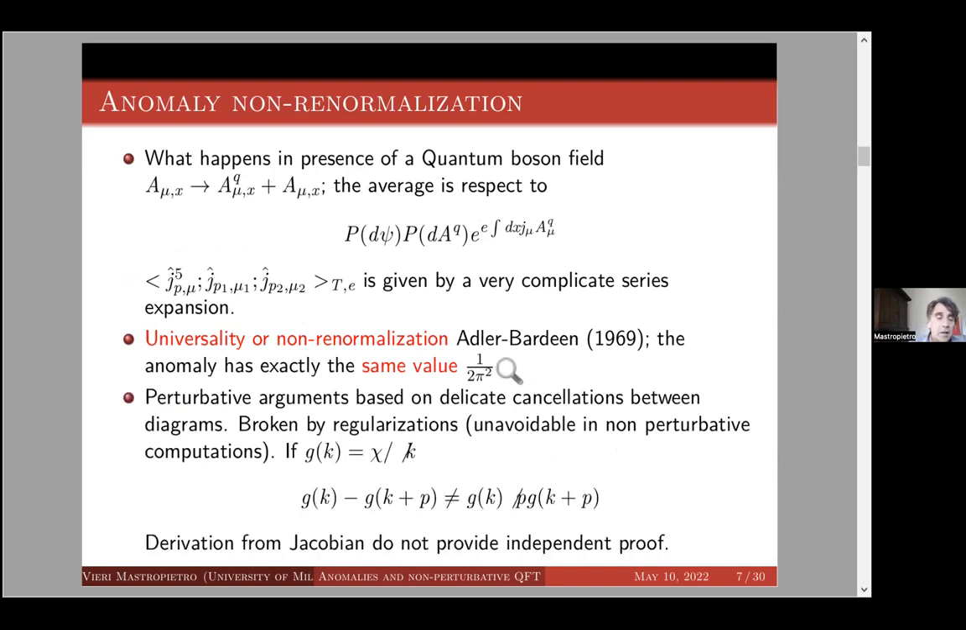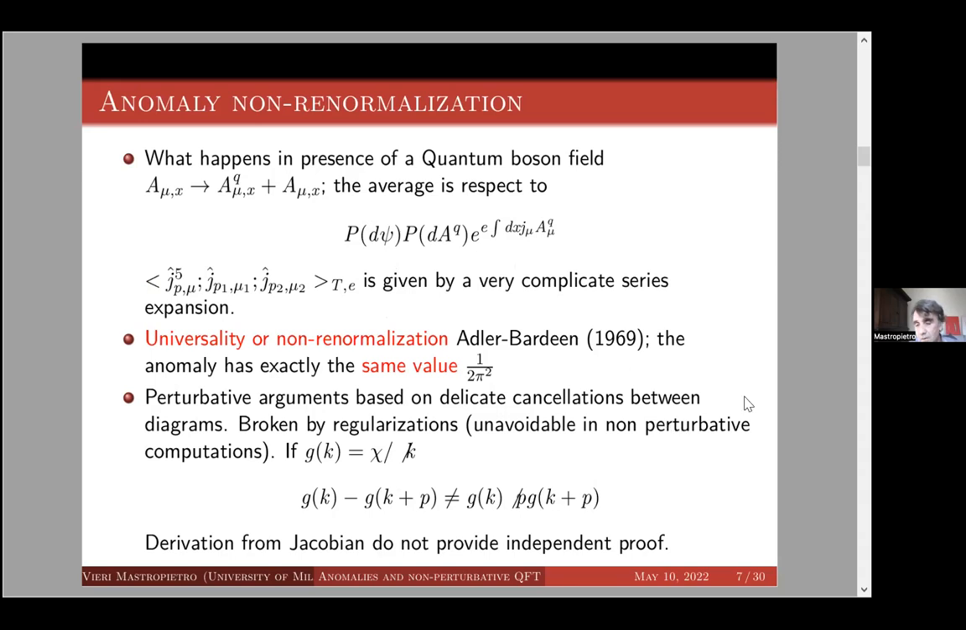And their argument is based on cancellation between diagrams. You see, essentially, this identity, which if you put a cutoff here is not true. If you do the computation formally with 1/k-slash, this identity is true, and it is what is at the basis of this. Okay, so this was the summary.